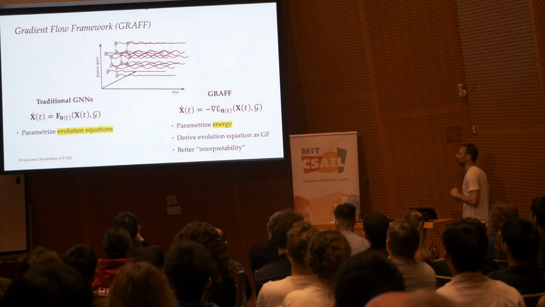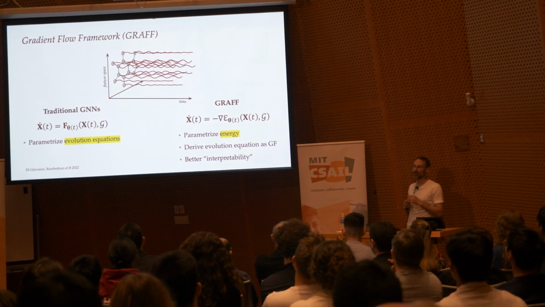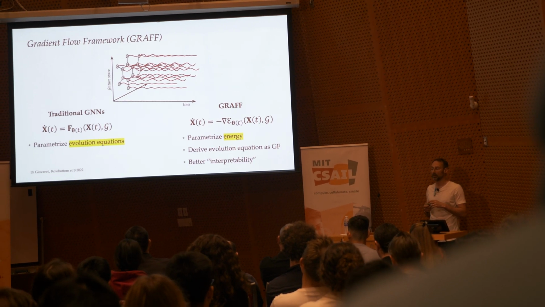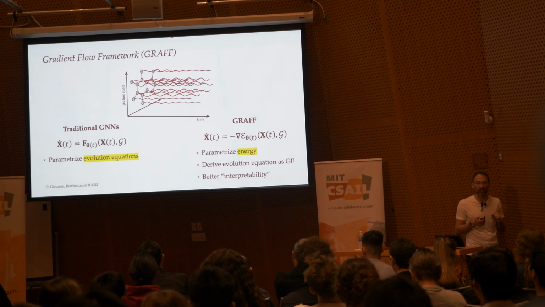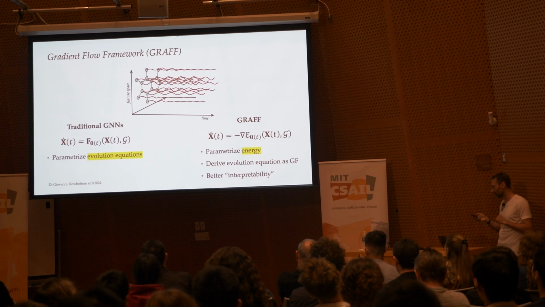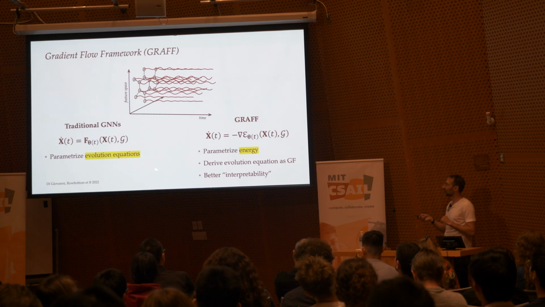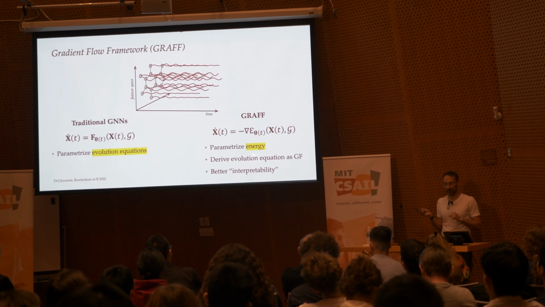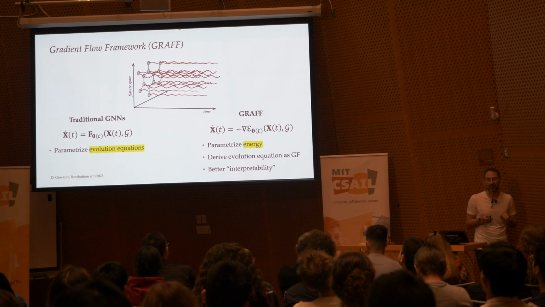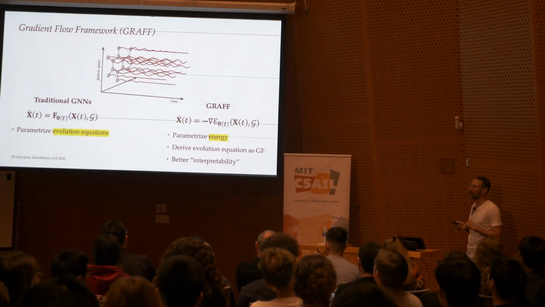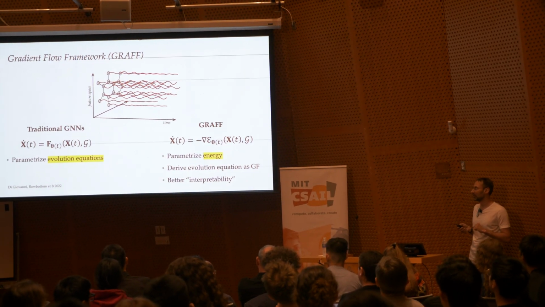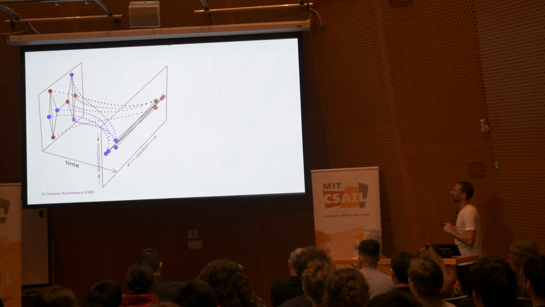And what it gives you, of course, not every evolution is necessarily a gradient flow, right? It will impose certain constraints. So basically it results in some kind of architectural choices that you need to make about your graph neural network. What we get in exchange is better interpretability. And what I mean by interpretability, which is kind of a bad word in machine learning, is that we will be able to make some statements about the behavior of these systems.